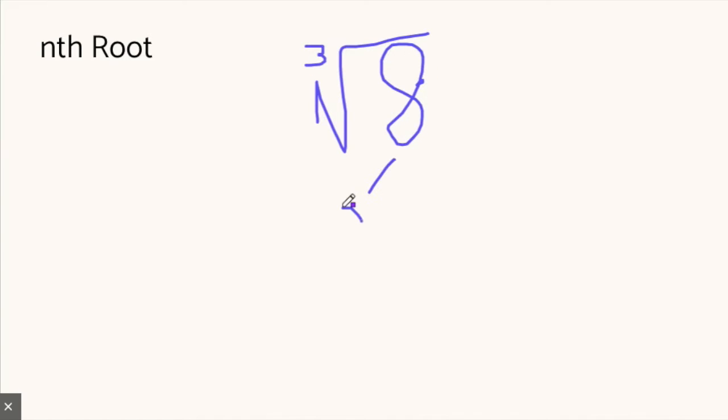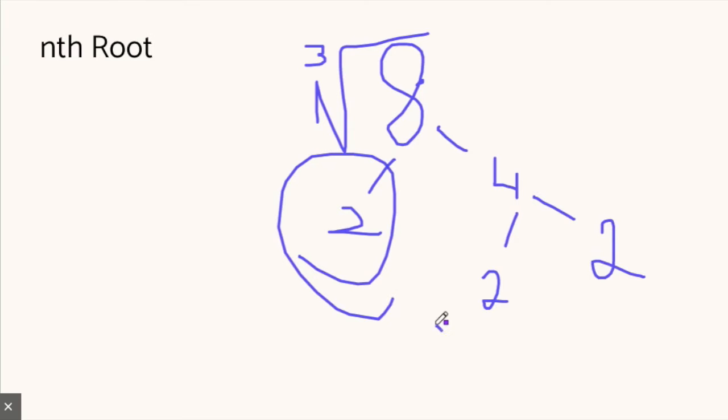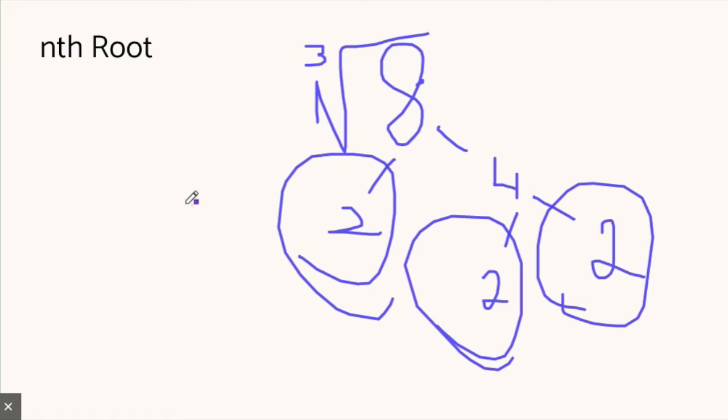Let's do another example with cubed. Say 8. Let's keep it simple. 3rd root of 8. Take 2 out. 4. Take 2 out again. Left with 2. I want to make 3 groups. I have 3 numbers. 1, 2, and 3. The answer is 2, because there's nothing left over from the groups.